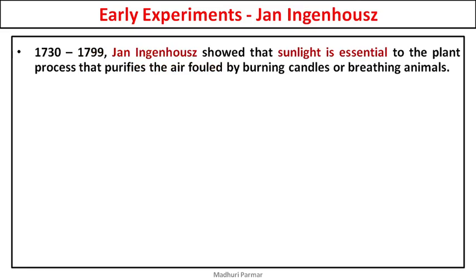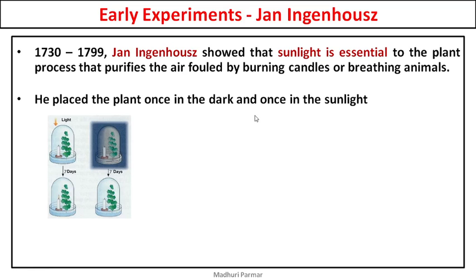After Joseph Priestley came Jan Ingenhousz. Okay? Now what he did was he said that sunlight is essential to the plant process. Whatever the plant process was shown by Joseph Priestley, he said for the same process, sunlight is also essential, and it purifies the air fouled by burning candles or breathing animals. Clear? So he did the same experiment.